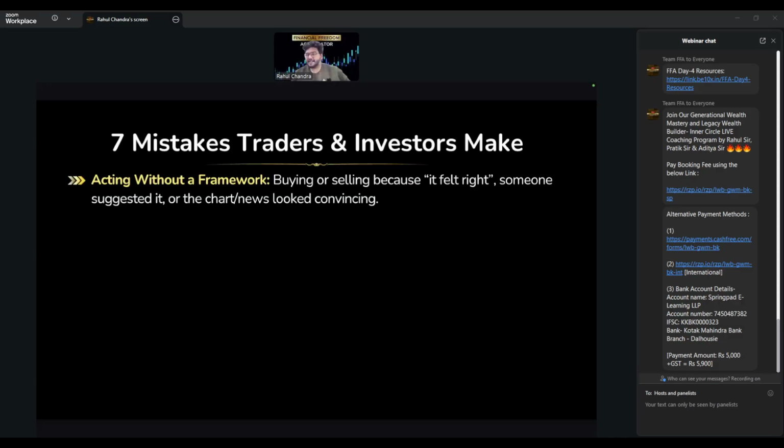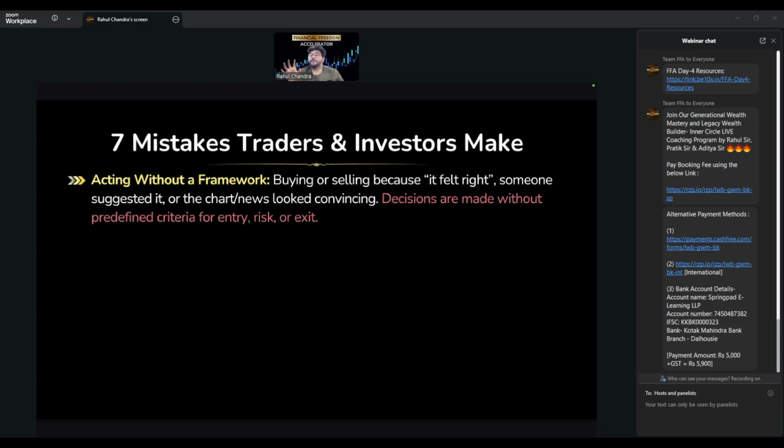And you know what? Even though I'm smiling, this is something which happened with me when I was young as well, and this is something which is very, very common. But it's important for you to understand that decision making without a predefined entry or exit or a risk management framework is something which should not be done.